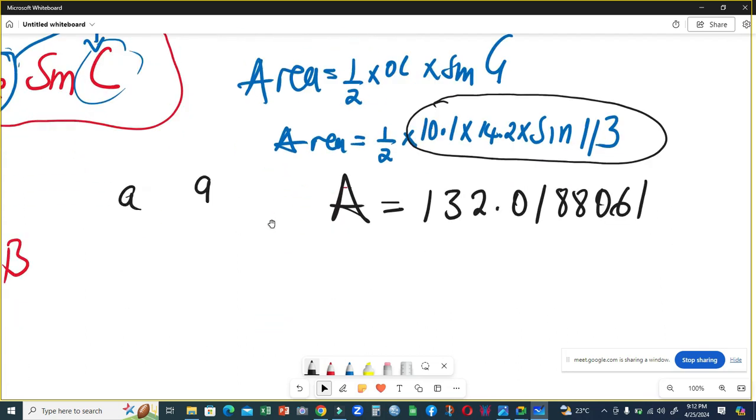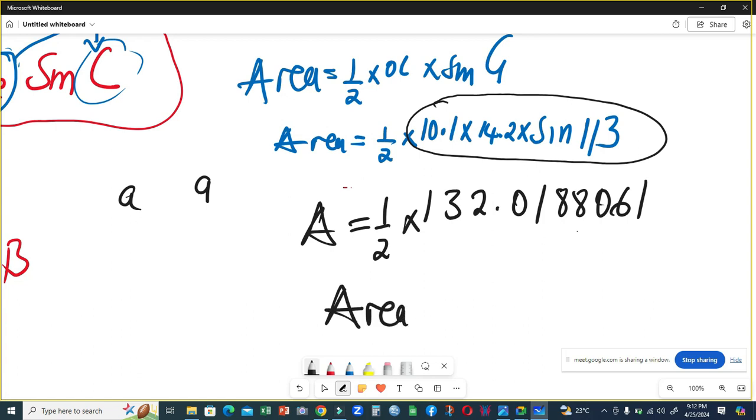Remember, this is not our final answer. In fact, I've even omitted something here. So we are saying area is equal to 1/2 times this. So now we'll divide this, our answer, by 2. When you divide, what's our final answer?